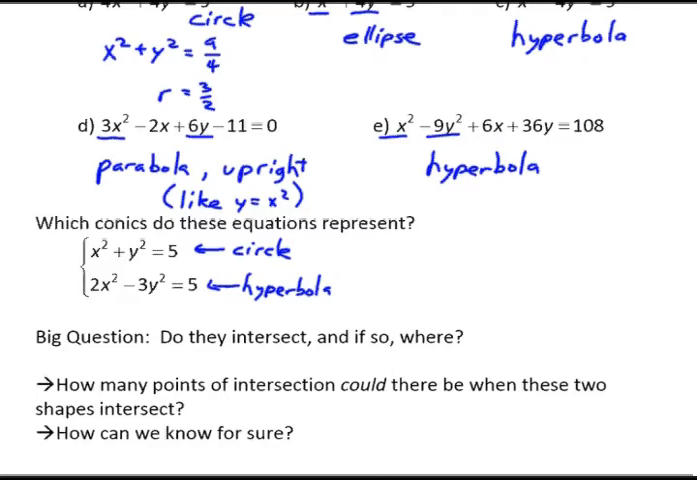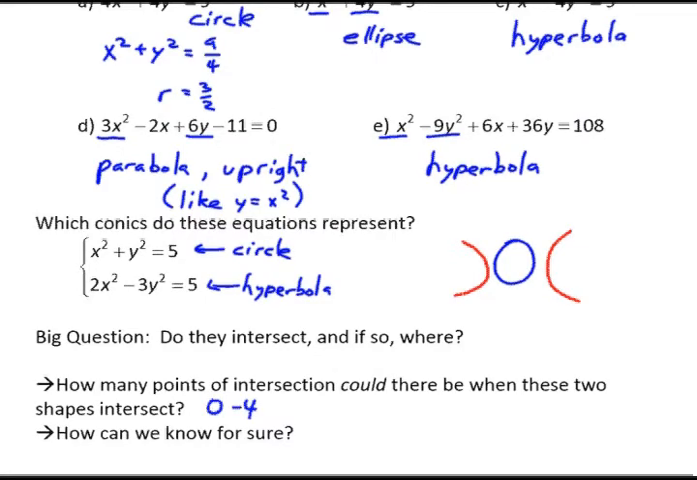Here's what could happen. We could have a circle. We could have a hyperbola. Maybe they intersect in 2 places. Maybe they intersect in 4 places. Maybe they intersect in 3 places. That is a possibility too. Or maybe they don't intersect at all. There could be anywhere from 0 to 4 points of intersection.